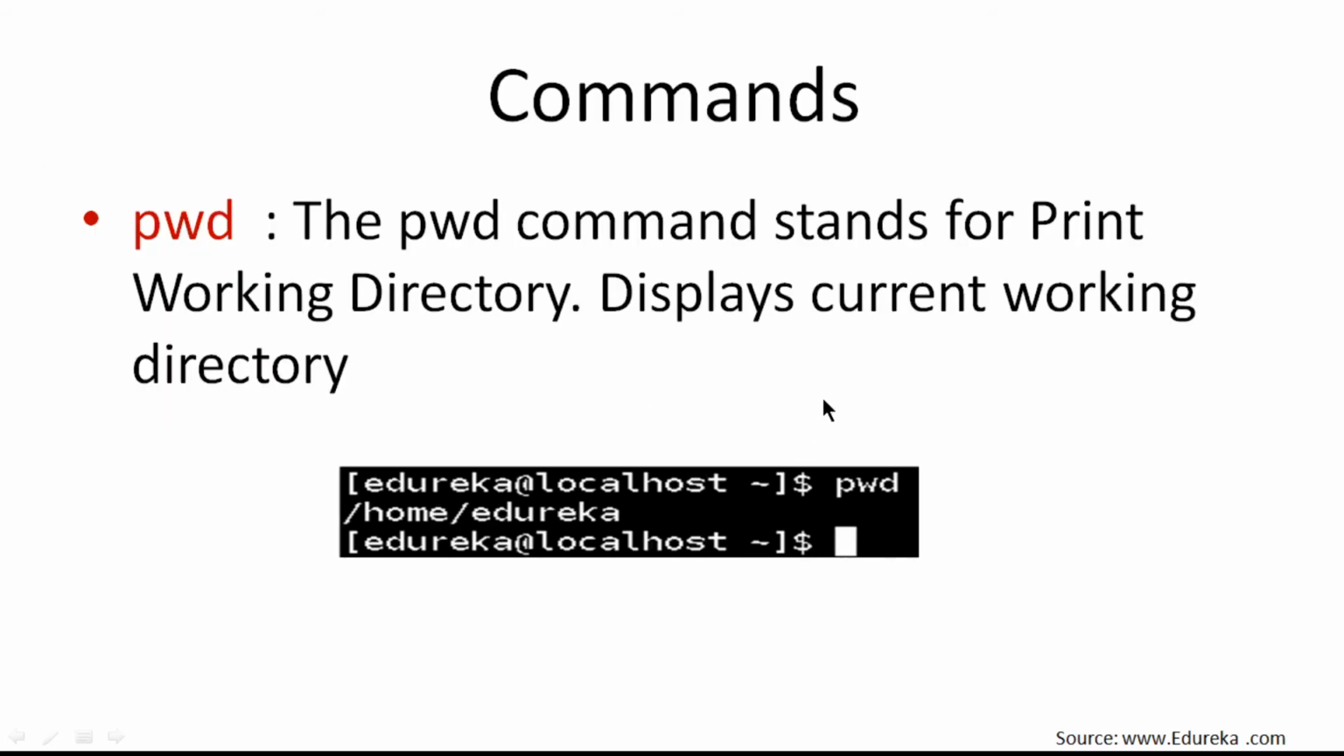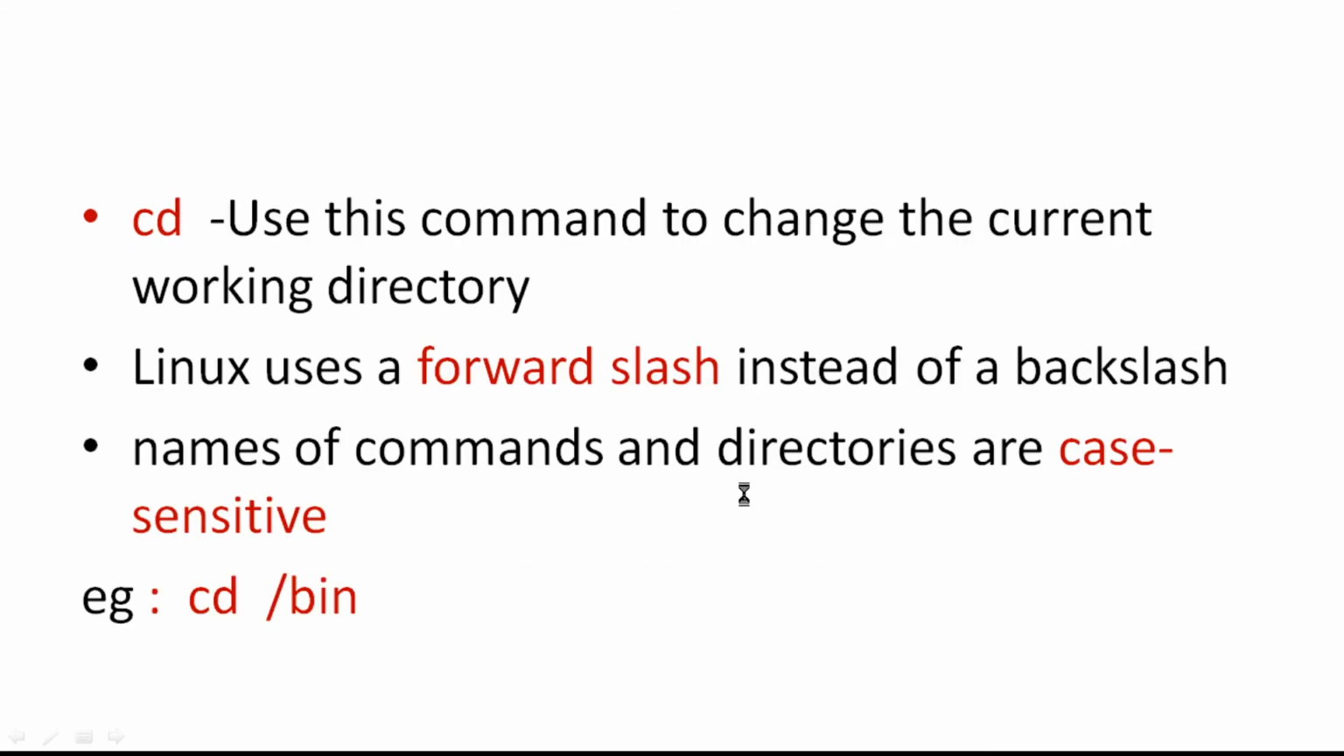Now the commands to operate these directories. There are different commands we use. The first one is pwd. The pwd command stands for print working directory. Basically it displays the current working directory. Here I have typed pwd, and this is my prompt. The dollar sign shows that it is a bash shell, and I have typed pwd, and you can see it gives me home edureka. So edureka is the basic home directory, and under the home directory they have created a folder, so it's showing me home edureka.